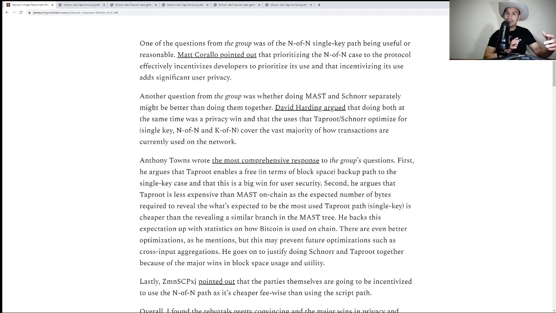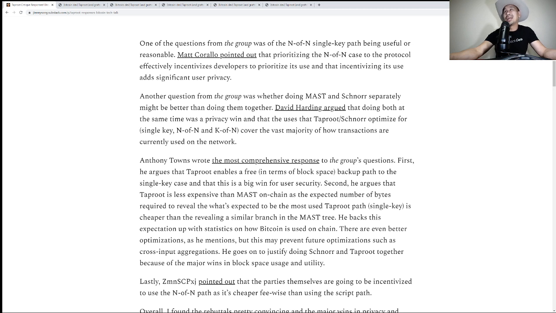Another question from the group was, why are we doing both Taproot and Schnorr together? Why not just deploy Taproot and then deploy Schnorr? David Harding essentially replied that Taproot and Schnorr optimize for the use cases that we know people like on Bitcoin. Specifically, it's single key, which is about 50% or more of, actually, I think it's more like 70% of all transactions. N of N and K of N. These are multi-sig, basically. Those are the most common use cases on chain right now.